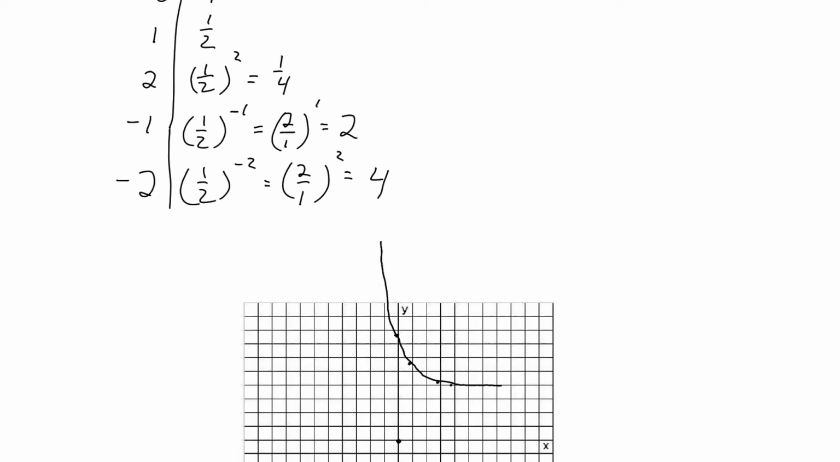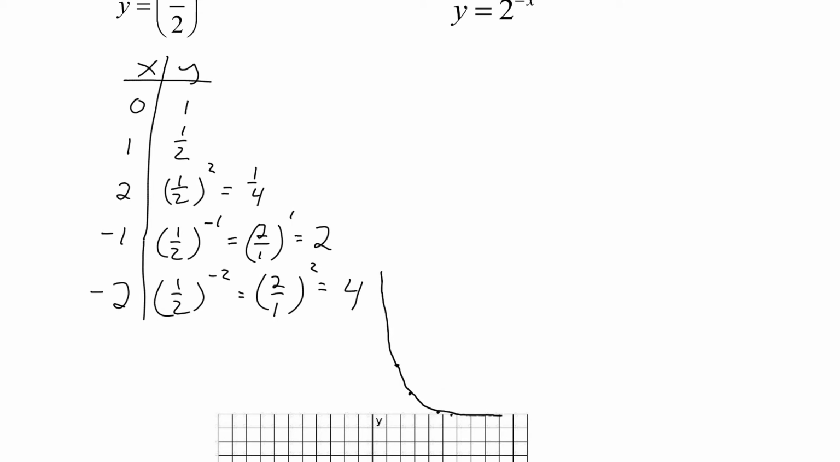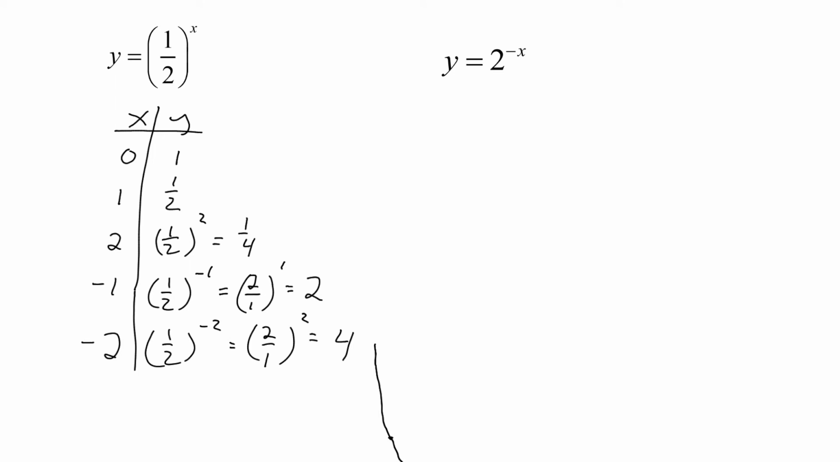Now let's try graphing a different one and see what we get. That's weird. So y equals 2 to the -x. So I'm going to make a table again. X, y. And you'll see why I picked this function in just a second. Let's start with 0. 2 to the -0 is just 2 to the 0, which is 1. If x is 1, I have 2 to the -1, which is the same as 1/2.